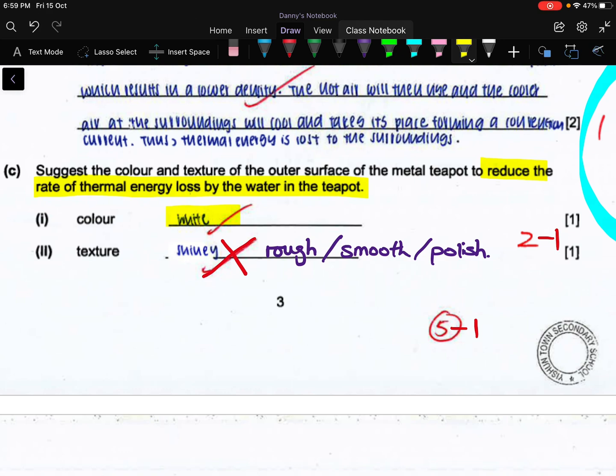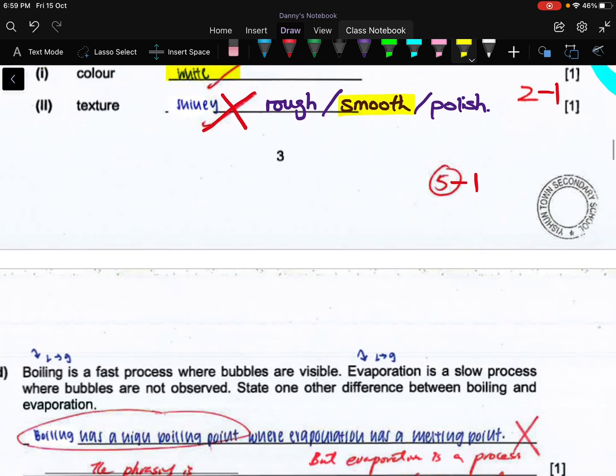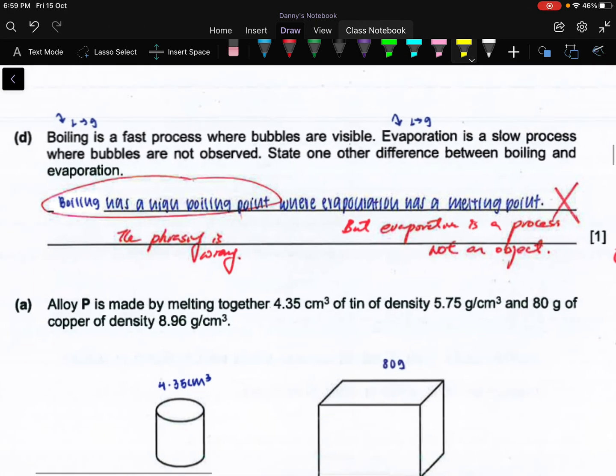So to slow down the rate of energy loss through radiation, you should use a smooth texture. So shiny is actually a color, I would say, but the texture is like rough, smooth, polished, things like that. Okay, now for part D, you are actually asked to identify the difference between boiling and evaporation. Again, in the textbook there's a table listing out all the differences, so you can refer to it.